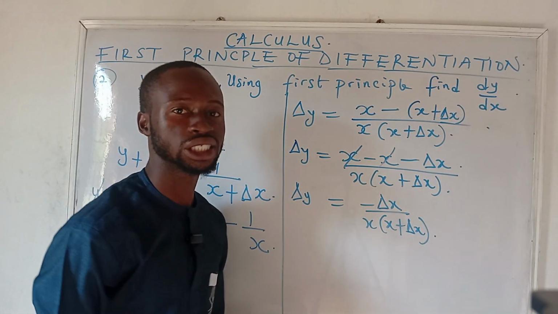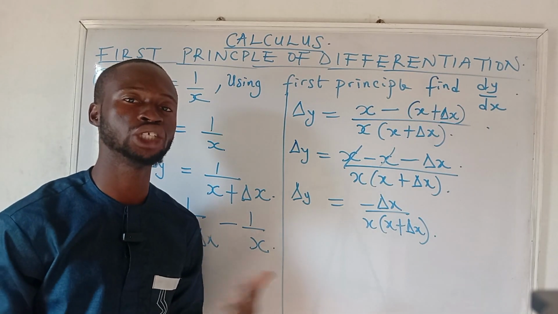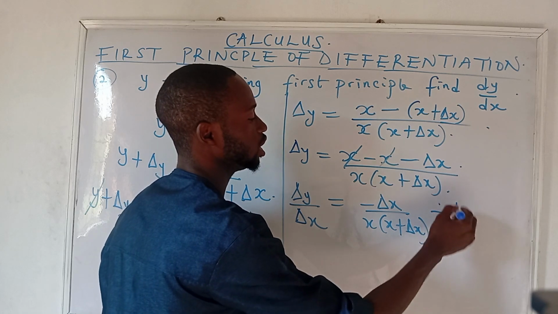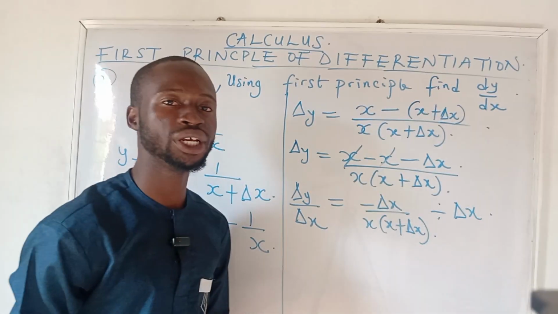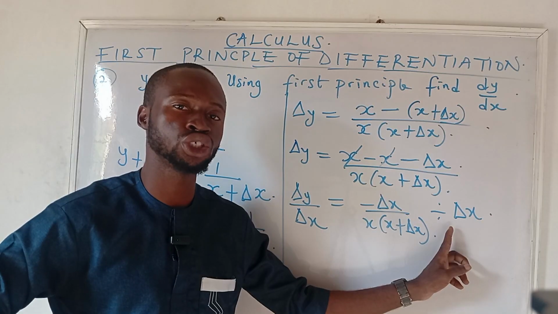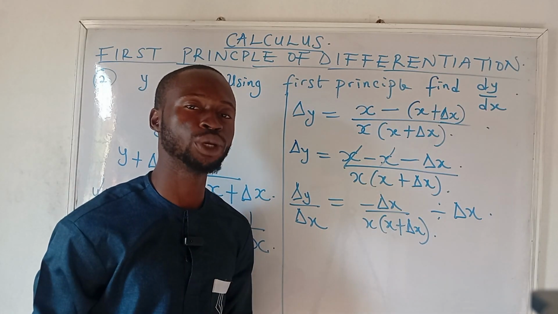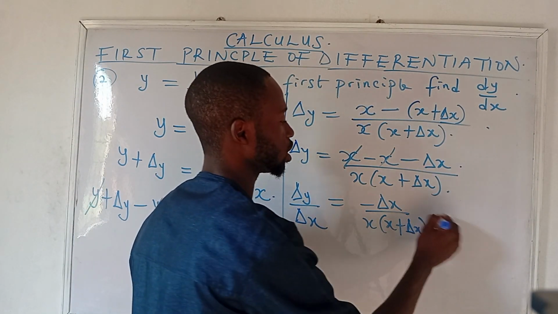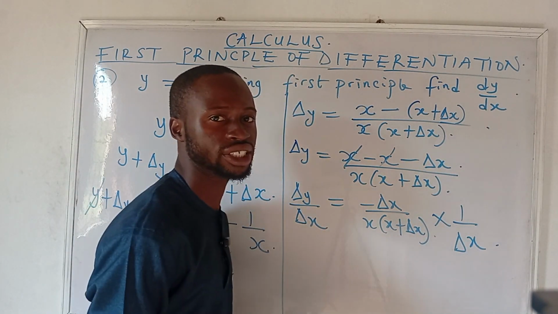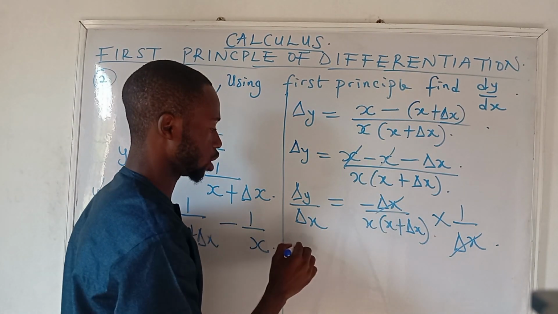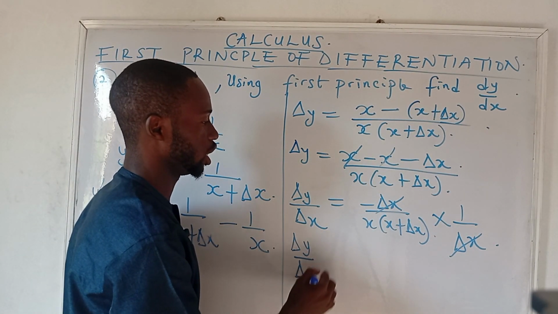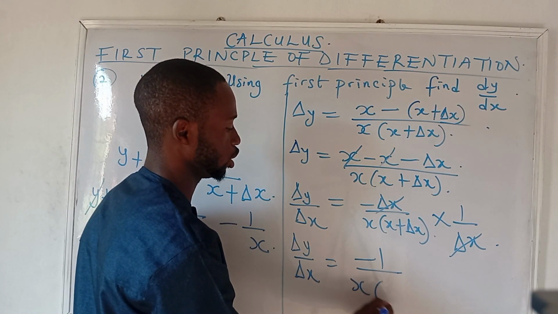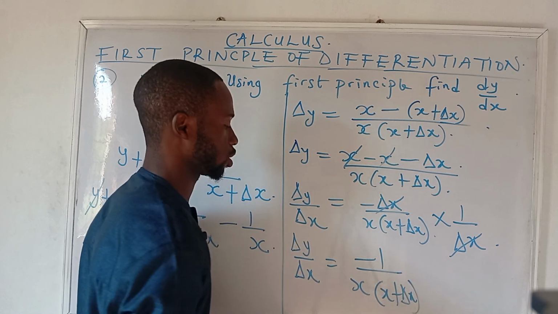Now step number 3, if you remember step number 3, divide both sides by change in x. That's step number 3. So we divide both sides by change in x. Now if I'm dividing here by change in x, you agree with me that if I change division to multiplication, I'm going to have a reciprocal. So I would have here times 1 over change in x. So change in x cancels change in x. I'm going to have what? Change in y over change in x will give me minus 1. Minus 1 times 1 is what? Minus 1 over x into x plus change in x.